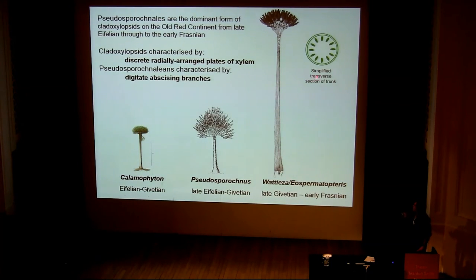How you recognize a cladoxylopsid in real terms is that the trunk is made up of a discrete number of little plates of xylem, or woody tissue. It's not a tree which grows as a cylinder and just gets bigger and bigger by growing from a cambium, this layer around the outside, which divides to form wood on the inside and phloem on the outside, like the trees that you see out on the road outside. So it's very complicated. It has all these tiny little plates of xylem within it.